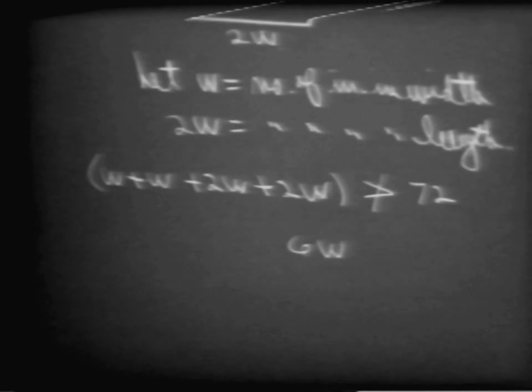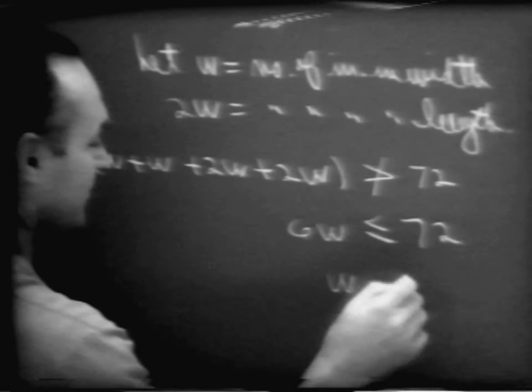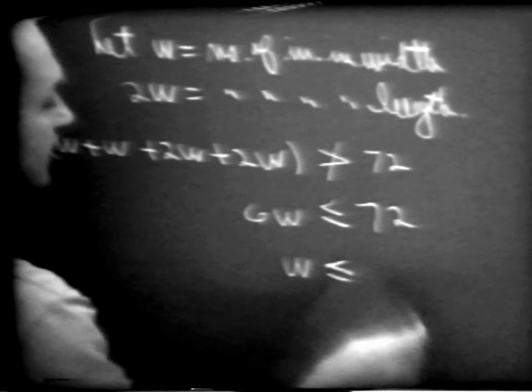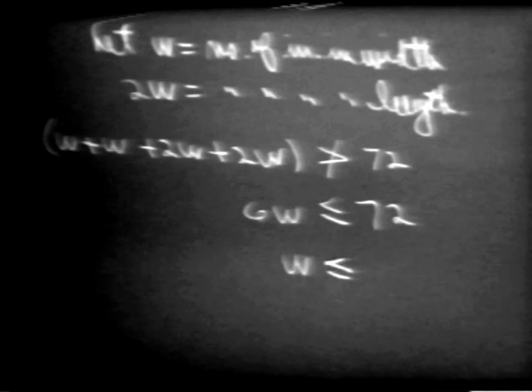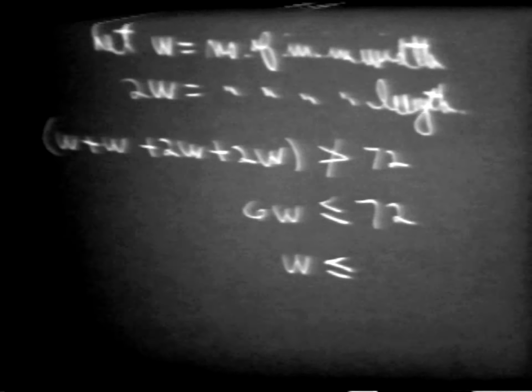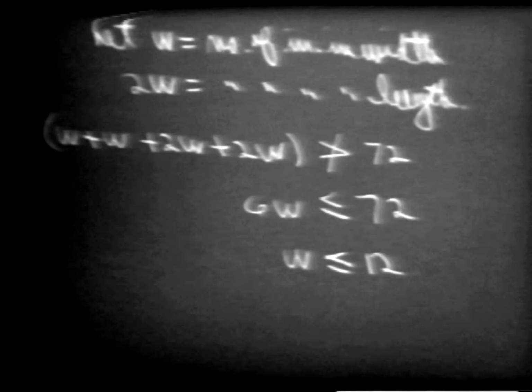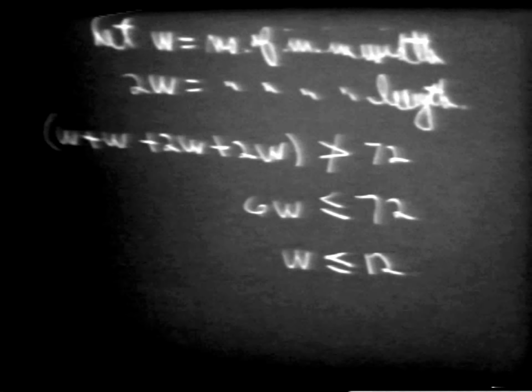Another name for this, not greater than, Sally says, less than or equal to 72. And of course, here you can say W. Steve says W is what? Less than or equal to, is less than or equal to what? What can we say here, Ron? 12, okay? Now, the original question asks, what is the greatest possible width?